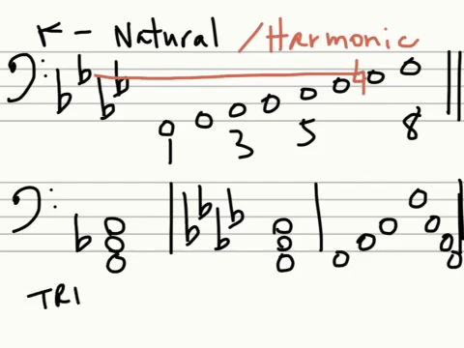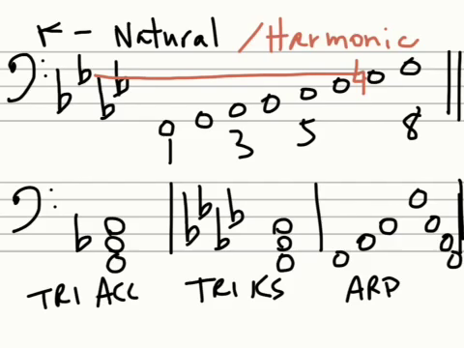So there's a triad with accidentals. This is the triad with a key signature, and that's the arpeggio. What do I need to add into the arpeggio? Either a key signature or the flats. Okay?